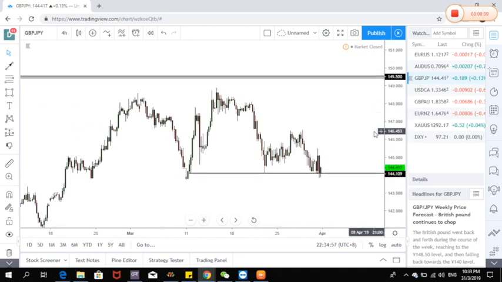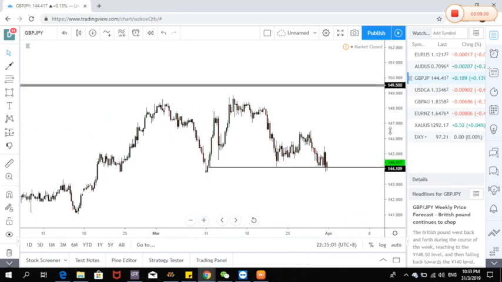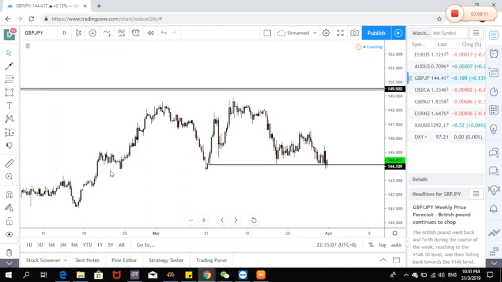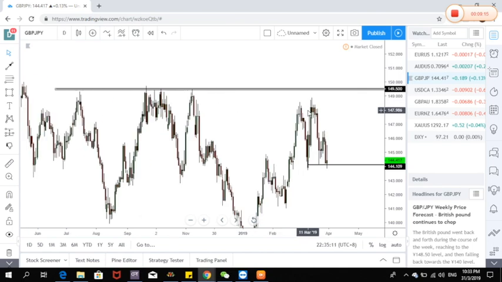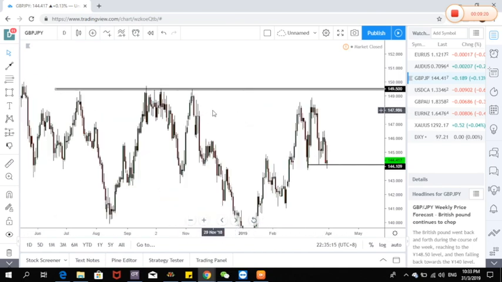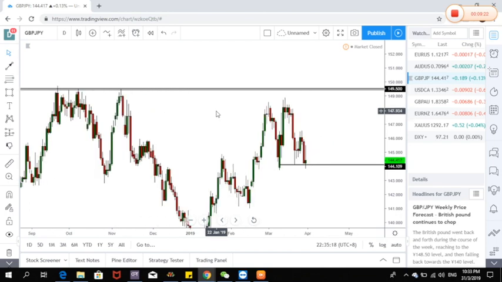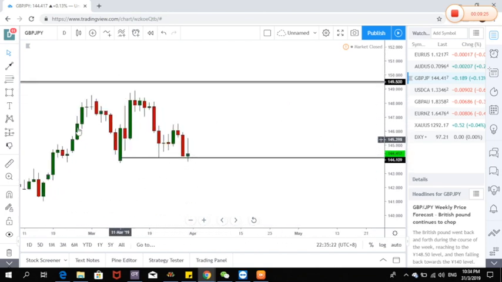GBP JPY has been a very ranging market, right, due to the uncertainty of Brexit. What we can see here right now is that overall this 149.500 is the major resistance. It has not broken for the last couple of years, right? And we can see here that price has been testing at this support.